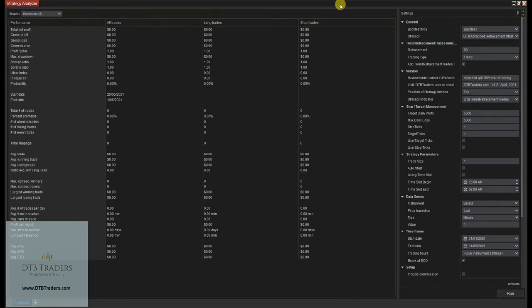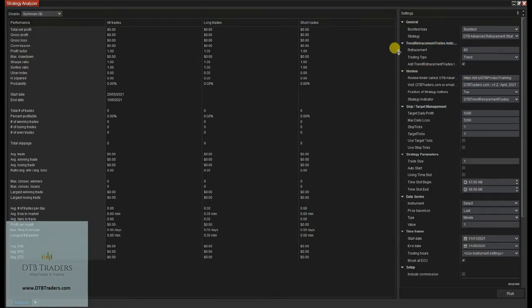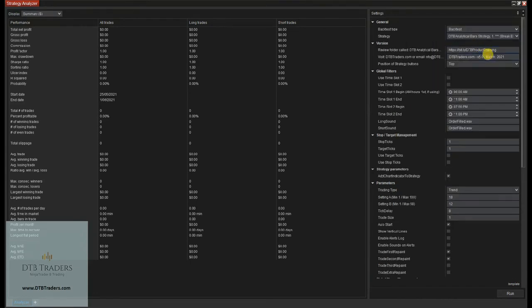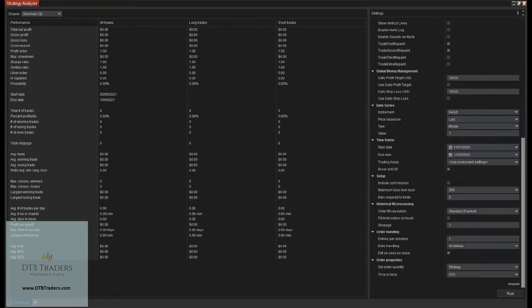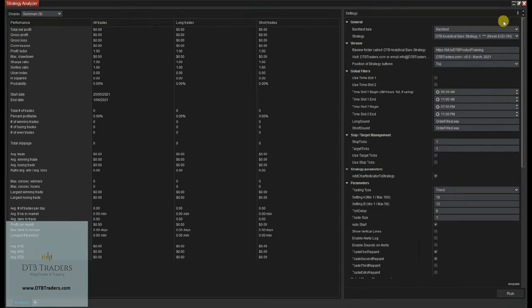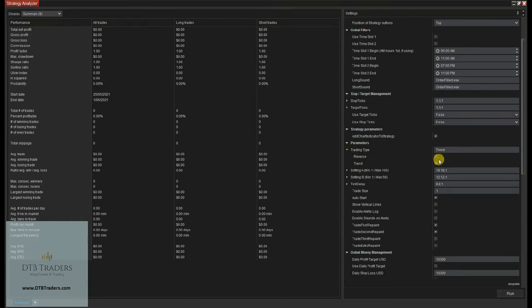Now the indicator that is used on the signal chart is called the SI indicator. Now the SI indicator is attached to the analytical bars 1 strategy. So that is the strategy that specific indicator is a part of. So you can use this setup over here. So we're going to go and choose optimization, analytical bar strategy 1, and we are going to select a trading type as trend.